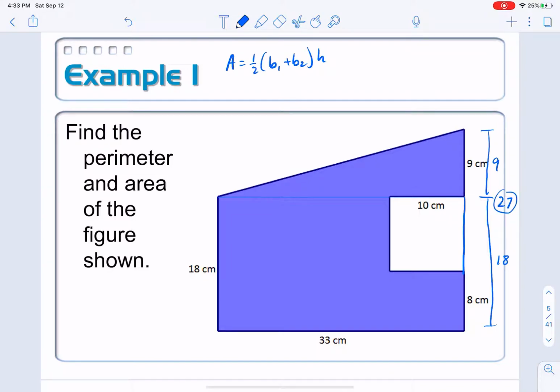So I have my 2 bases, a 27 and an 18, and my height is always the segment that is at a right angle to both of them. It's perpendicular to both of them. So the area of the whole entire trapezoid, I'll do this as subscript T for trapezoid, is equal to 1/2 the 2 bases, 18 plus 27, and then I multiply it by its height, which is 33.